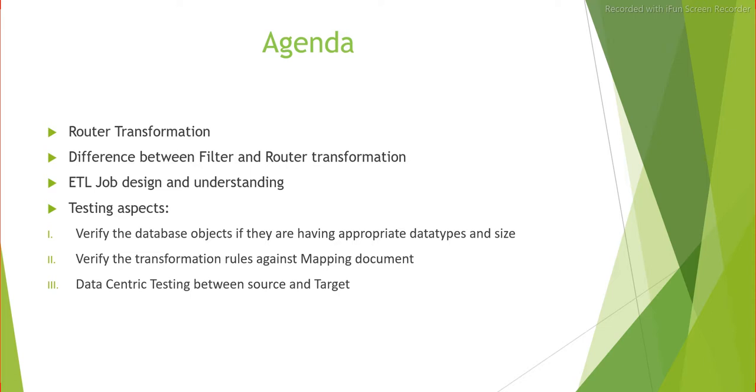So let's cover the agenda quickly, and then we will see what this router transformation is all about. The agenda for today is we will cover the router transformation and where we use it, what the scenario is where we are going to use it, and the difference between the filter and the router transformation. Then we will see how the ETL job is designed, and finally the core part of it, the testing aspect. What are the things that we need to test if there is a router transformation involved as part of your ETL job design? Okay, so this is the agenda.